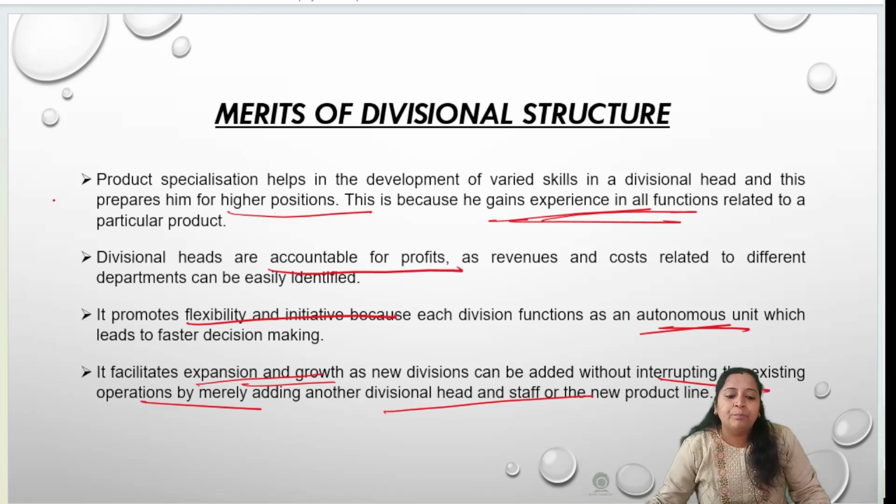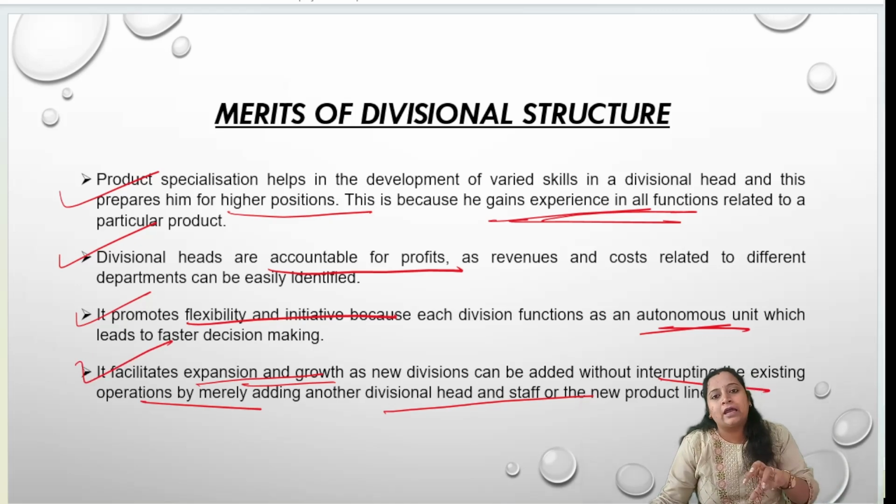One is you can prepare the divisional head for the higher position, and they will be held responsible for the profits. So it is easy for you people to know the performance of each division, and it also initiates flexibility and initiative, because each division will act as an autonomous unit. There is no need to wait for the decisions of the other divisions, and there is easy expansion and growth, because if you want to add another division, you can appoint a divisional head and staff, and start up the new division without interrupting the activities of the existing divisions. Okay, so these are the merits of your divisional structure. Now we'll move on to what are the demerits.